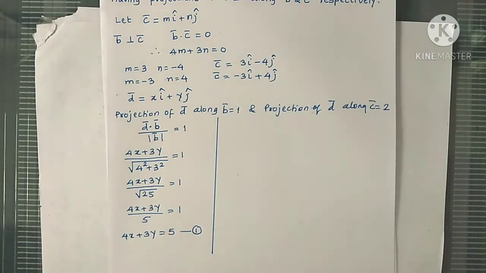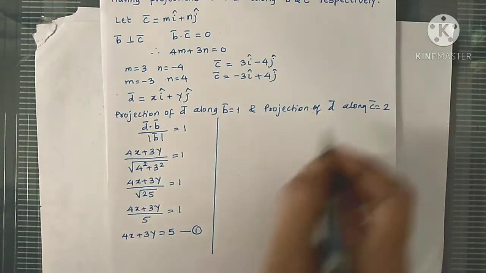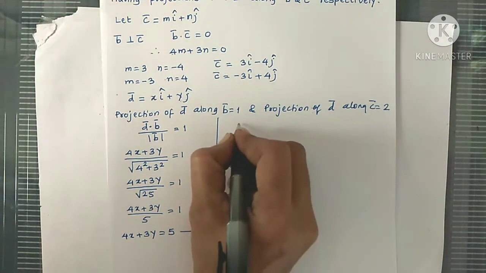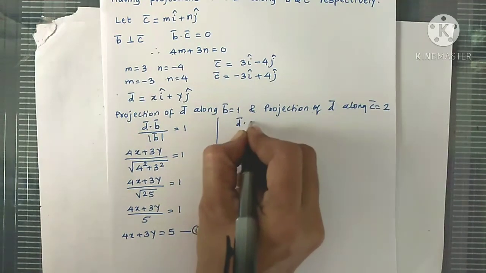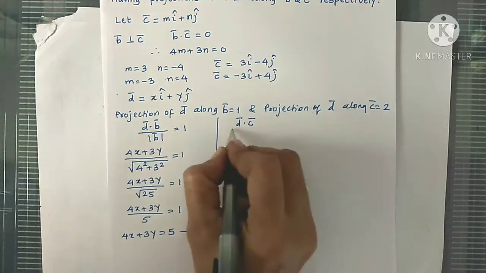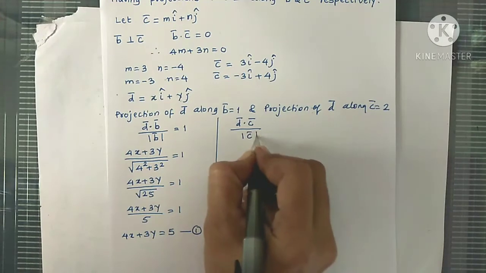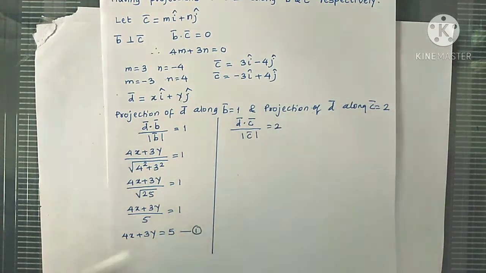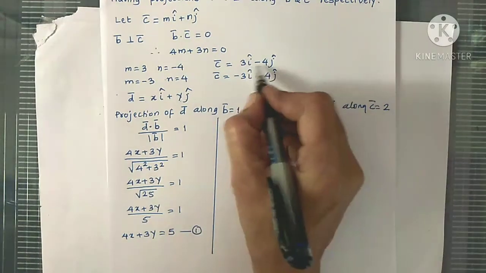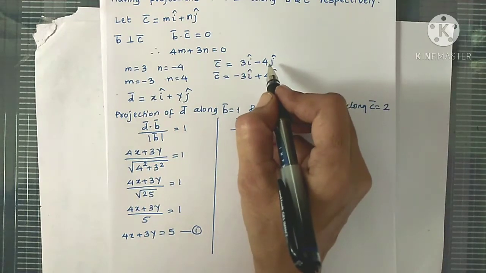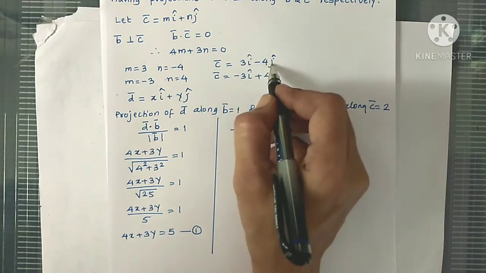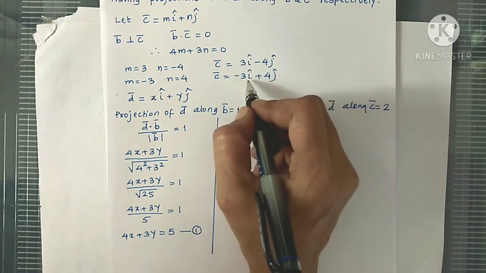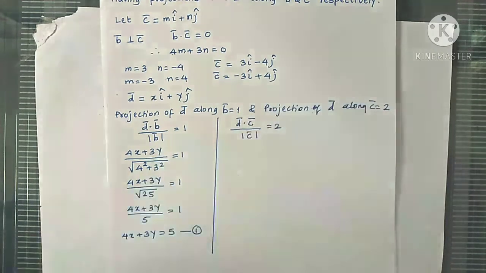So now the information given is projection of d bar along c bar is 2. Now projection of d bar along c bar is 2, that means d bar dot c bar divided by modulus of c bar equal to 2. Now c bar is 3i plus 4j. We have two possibilities for c bar. One is 3i minus 4j and another one is minus 3i plus 4j. So let's consider both the possibilities.